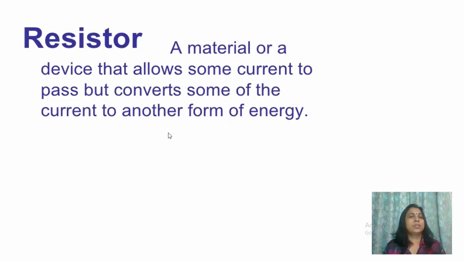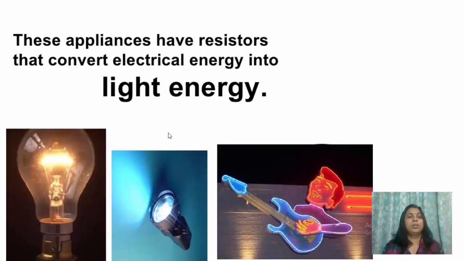Now, what are resistors? A material or a device that allows some current to pass but converts some of the current to another form of energy is known as a resistor. For example, these appliances, bulb, guitar, they have resistors that convert electrical energy into light energy. Actually, this is the neon sign bulb. The electricity that is passing through this gets converted into light energy.